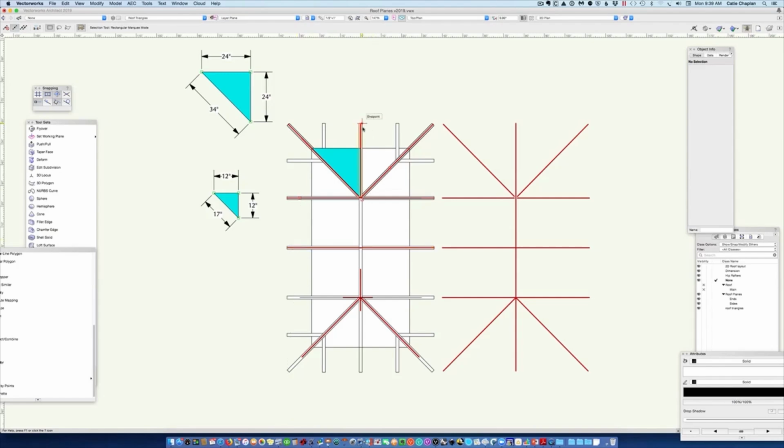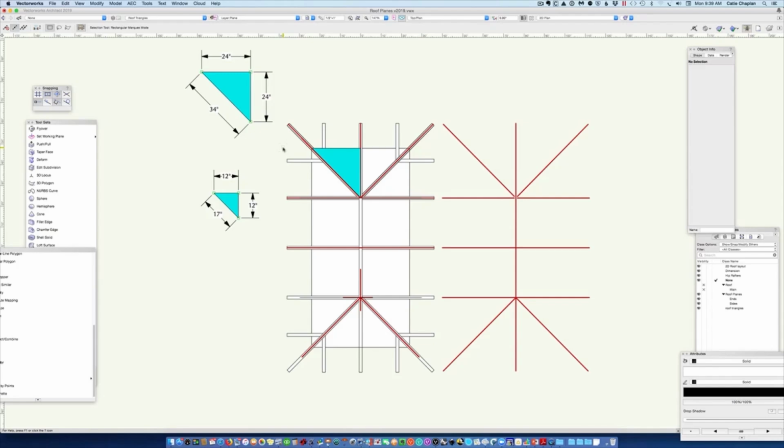And notice this is a common as well. So we have a common here and we have a common here. They're identical. And then we've got our hip that comes out at exactly a 45-degree angle that's nestled in between the two commons.